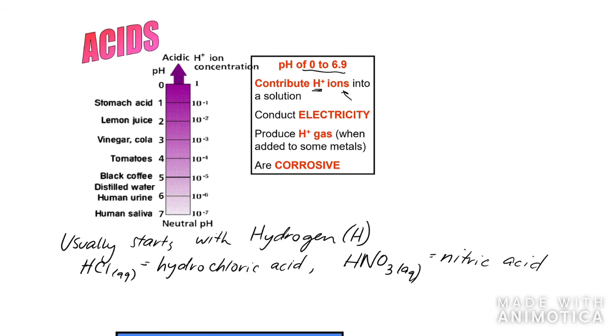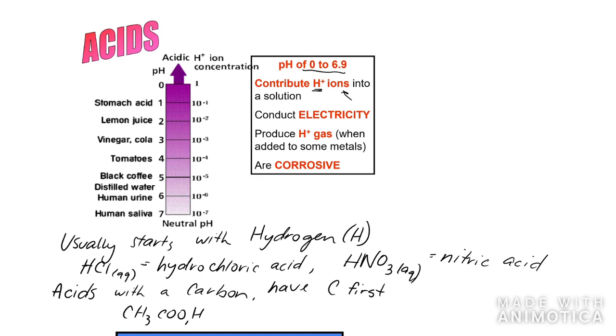The big exception is acids with a carbon, which will actually have the carbon come first. The big one with this is CH3COOH. And if you remember, CH3COO is acetate, and this one's called acetic acid. And don't worry, we're going to get into the naming a little bit later.